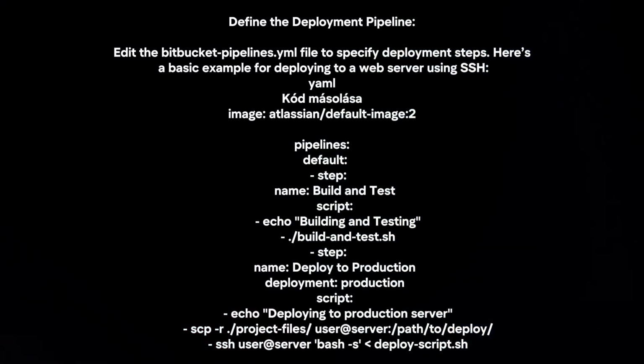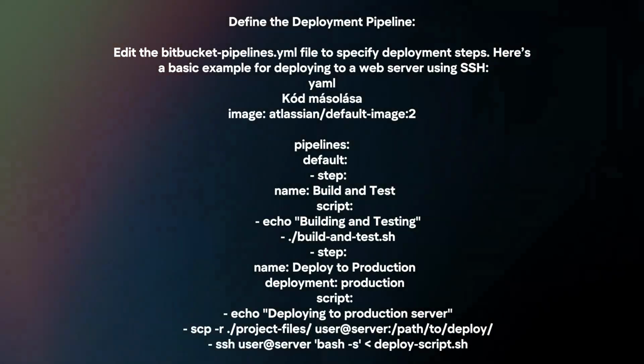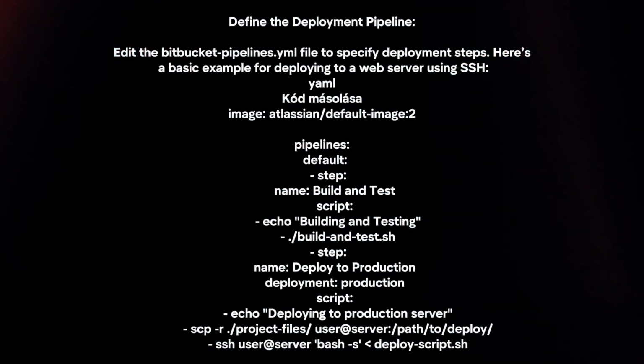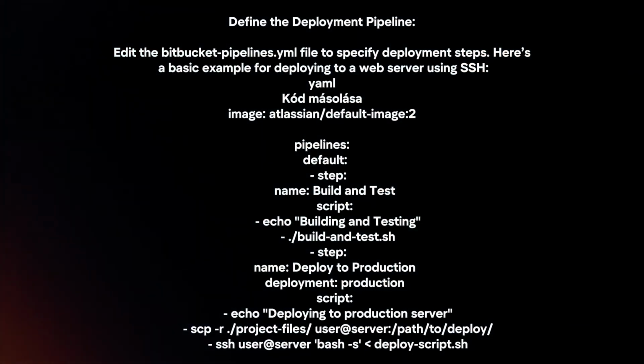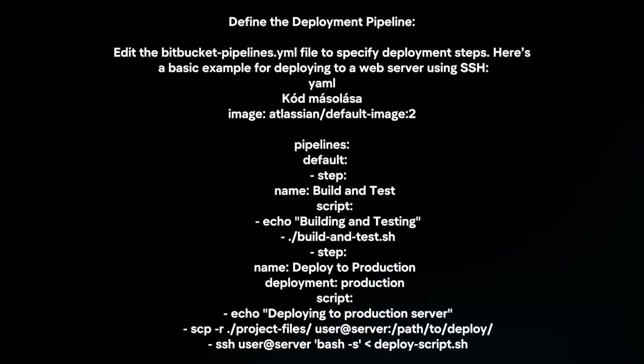Define the deployment pipeline. Edit the bitbucket-pipelines.yml file to specify deployment steps. Here's a basic example for deploying to a web server using SSH. Replace the script commands with commands specific to your project and the environment.